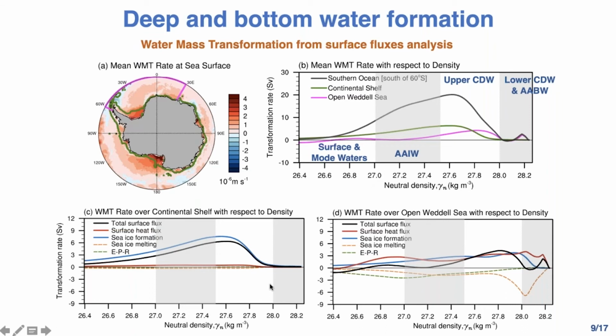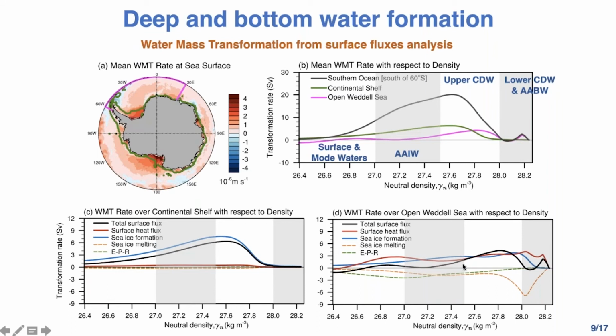She also did, you can also separate what flux is contributing to the water mass transformation rate. So the total is this black line. This is due to the continental shelf. This is the open ocean polynyas. And then the blue is due to the sea ice formation, and the red is surface heat flux.